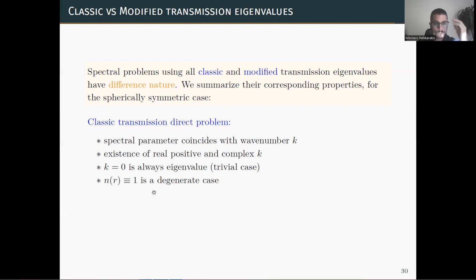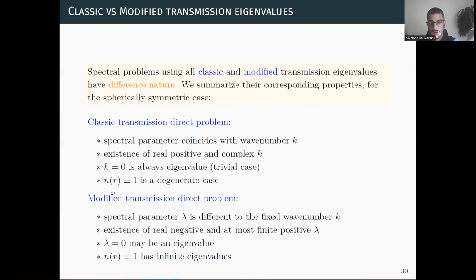is a degenerate case. In the modified transmission problem, the wave number is fixed, and lambda now is the spectral parameter. We prove that there exist infinite real negative eigenvalues and at most finitely many positive ones, and zero can or cannot be an eigenvalue, and also the vacuum has eigenvalues.